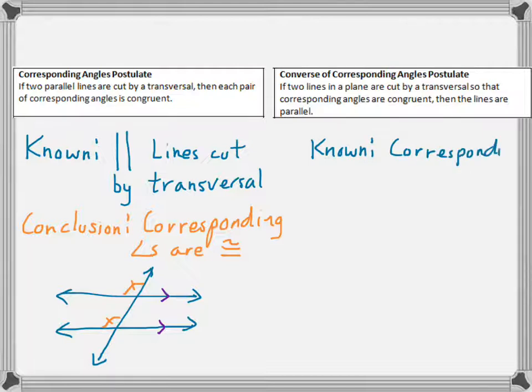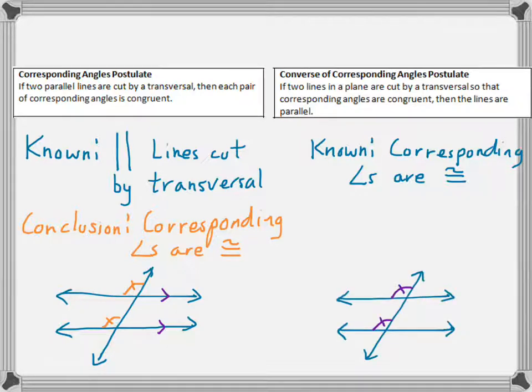The converse flips the two. In the converse, the corresponding angles are given as congruent. Notice it says, if two lines in a plane are cut by a transversal so that the corresponding angles are congruent, so we already know the corresponding angles are congruent, like that. The conclusion that we can then draw is that the lines are parallel, like so. So it's flipped backwards of what is known and what conclusion we draw.